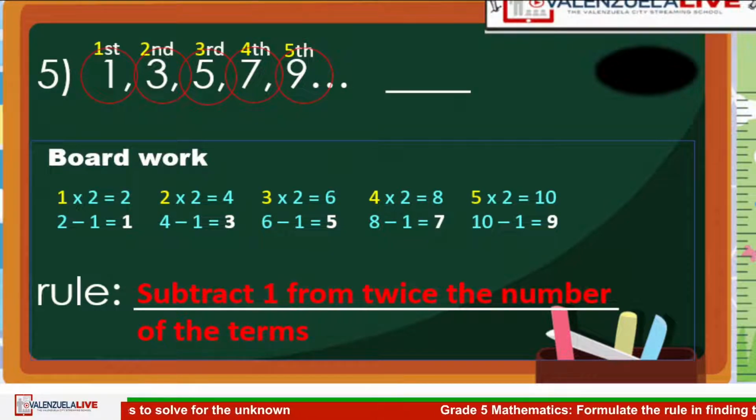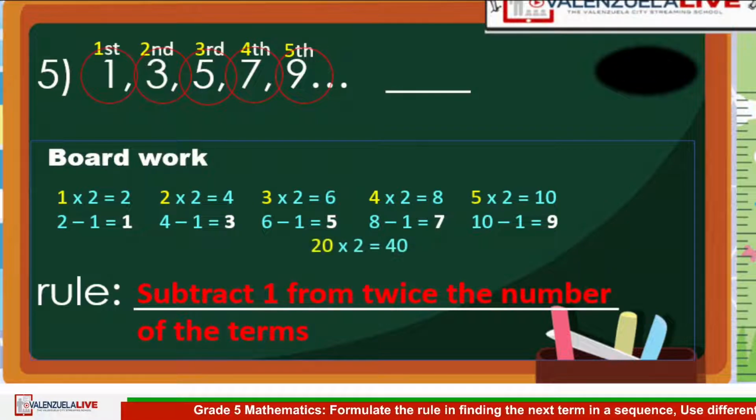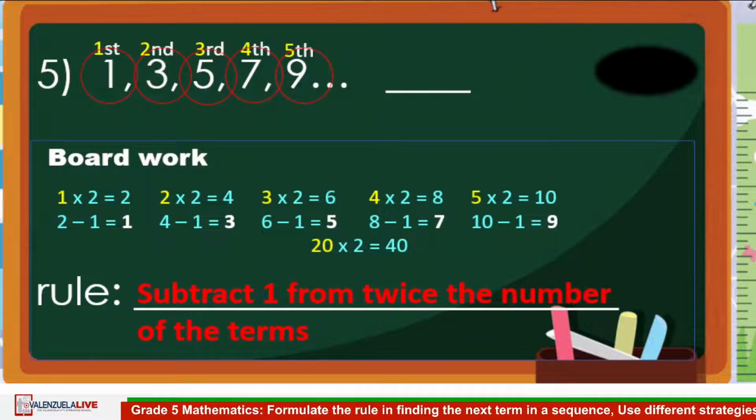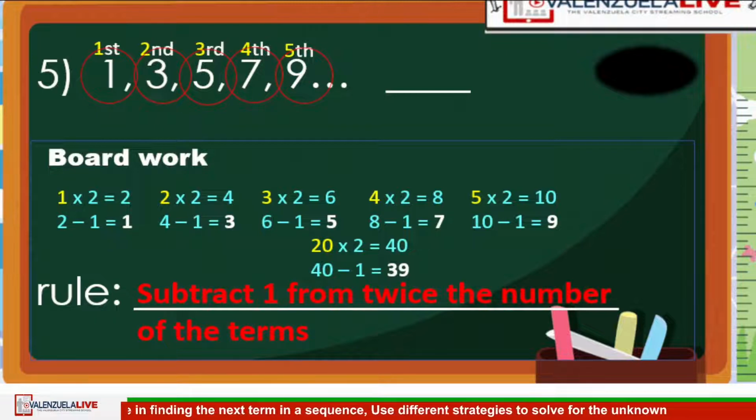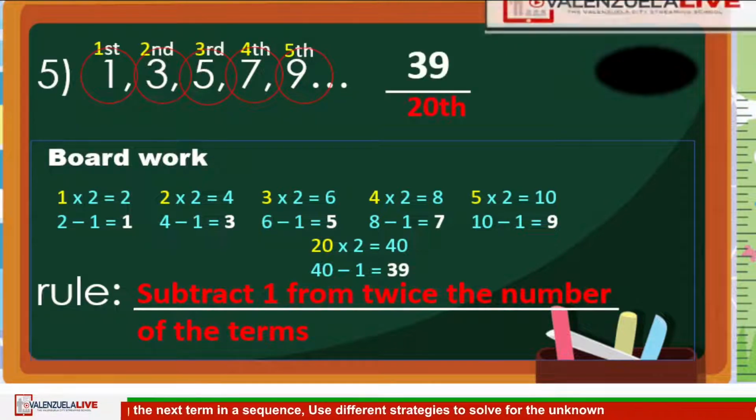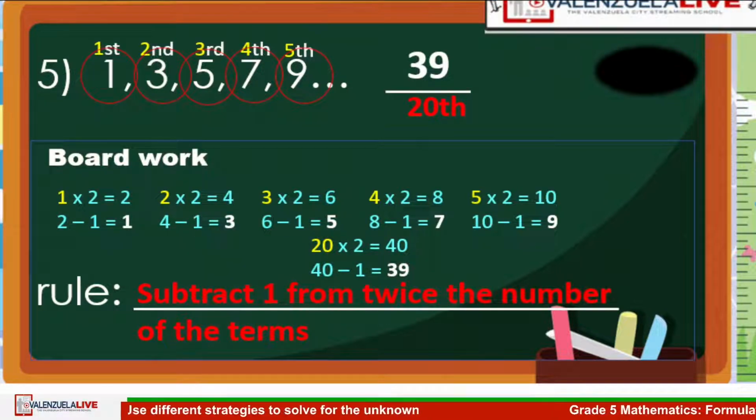Now, how to get the 20th term? Following the rule, we have to use the number 20 times 2. That gives you 40. Then the next step, 40 minus 1, is equal to 39. So our 20th term is 39. Did you get it? Excellent, grade 5 mathematics.